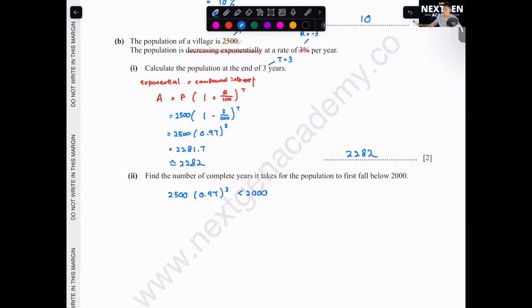How to do the trial and error? This is what I'll do. Bring the 2500 over. Oh, this one is n, I read wrong already. 0.97 to the power n is less than, you take 2000 divided by 2500, which equals 0.8.